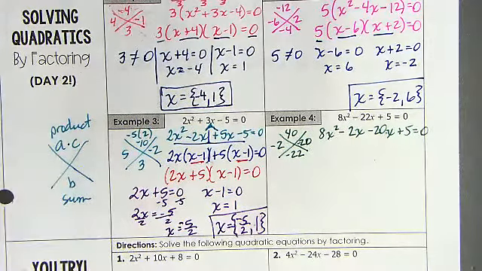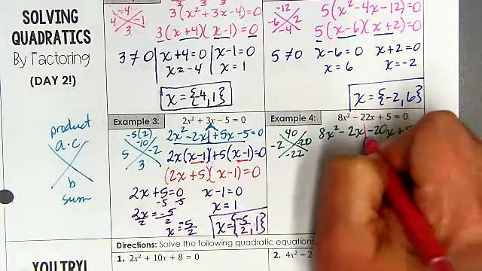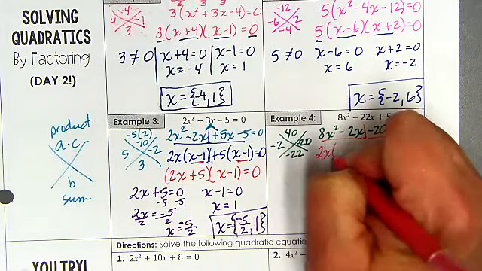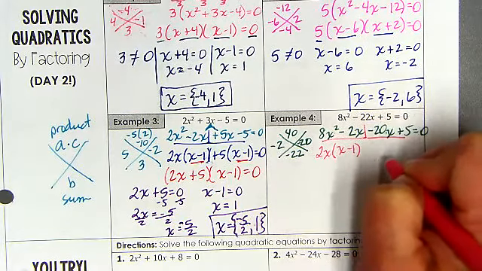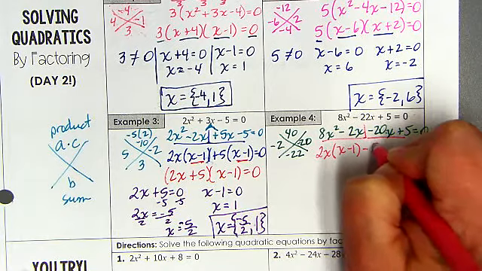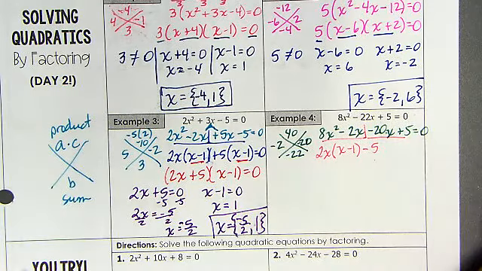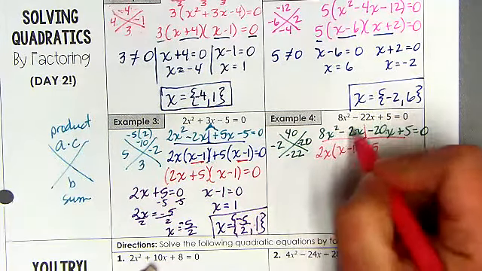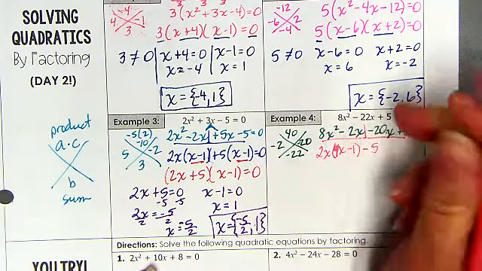And now we factor each half. So I'm going to have 2x, and I'm going to have x minus 1. And I'm going to take out a negative 5. And that's going to leave me with 8. 8 divided by 2 is 4. That should be a 4x.